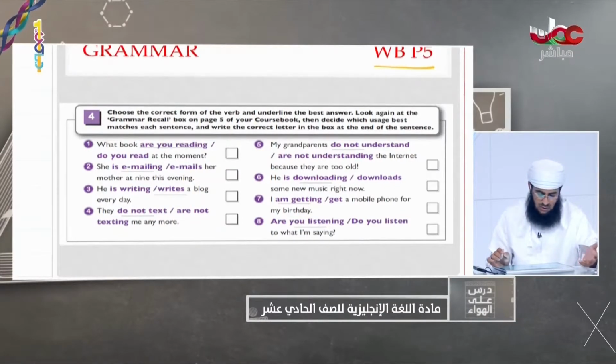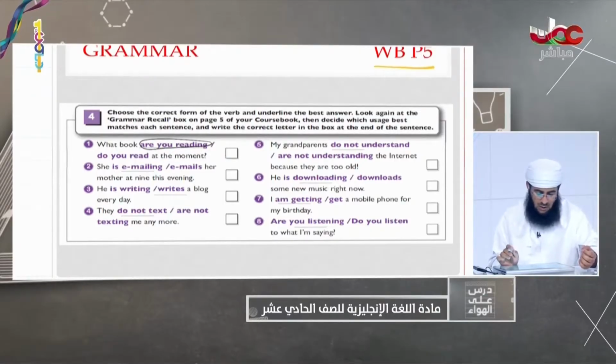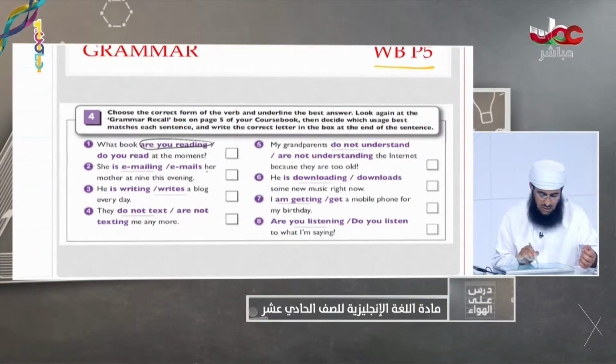Which one is the right option here? What book are you reading, or do you read, at the moment? Since it says at the moment, the right answer is: what book are you reading? The second one: she is emailing or emails her mother at 9 this evening. At 9 this evening is the future.